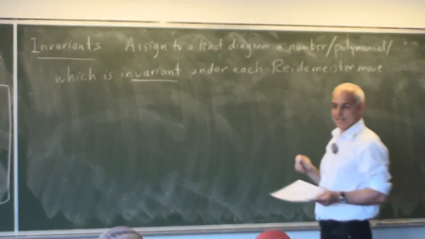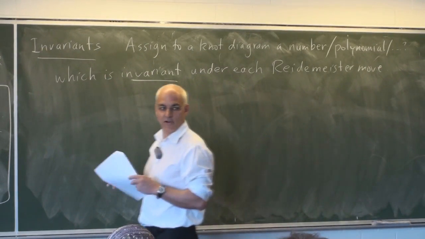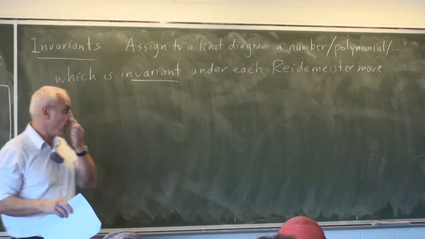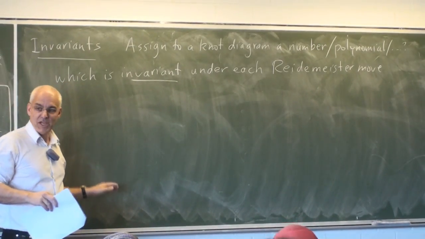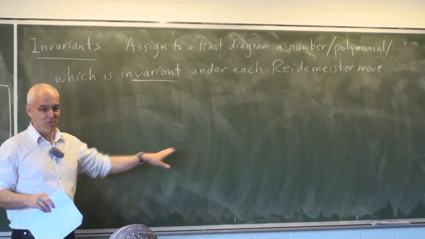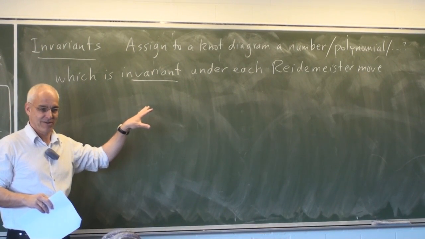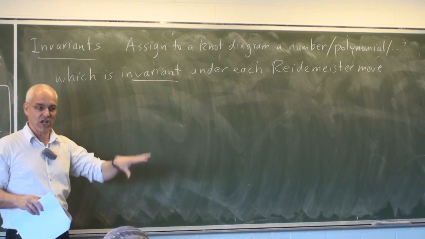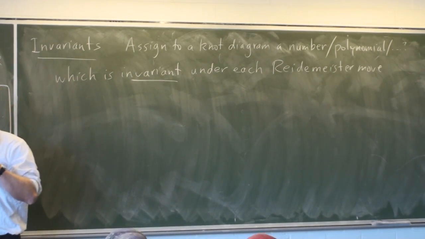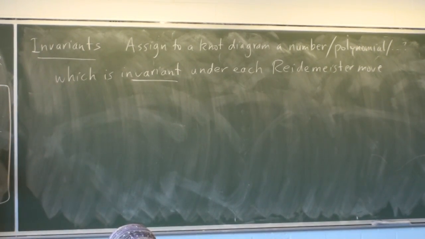So you have to invent some way of associating to a diagram a number, or maybe a polynomial, or maybe something else, so that if you perform either of the three omega 1, omega 2, omega 3 moves, then it doesn't change. Now if it doesn't change under those moves, it means that any planar representation of the same knot is going to have the same invariant. And that's going to be then a number that's intrinsically associated to the knot.